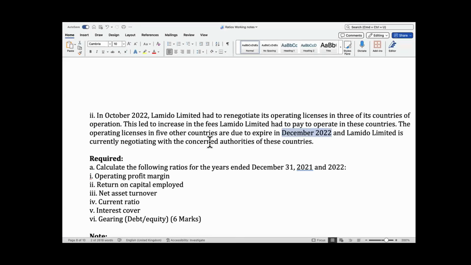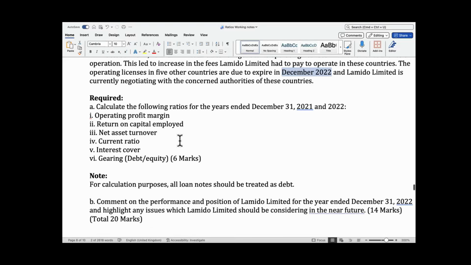Okay, so this company is trying to get a new license. It wants to renegotiate its operating licenses in 3 of its countries. And it has led to increase in fees that it had to pay to operate. And its operating licenses in 5 other countries are due to expire. And Lamido Limited is currently negotiating with the concerned countries.